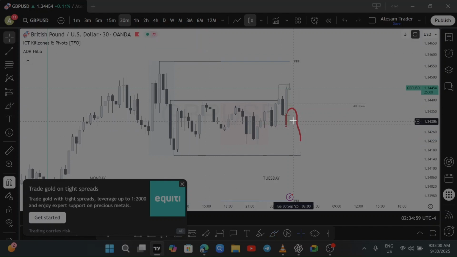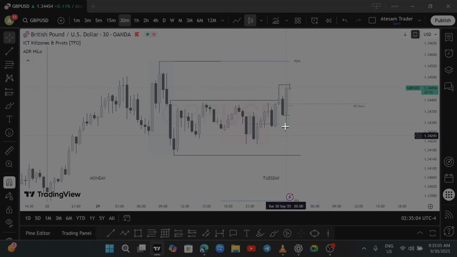This was my idea because when we are expecting a 4 hour expansion, we need a swing point. So we form the swing point here, candle one, candle two, candle three. Okay, this is a swing point. So I was expecting a down move in this candle.